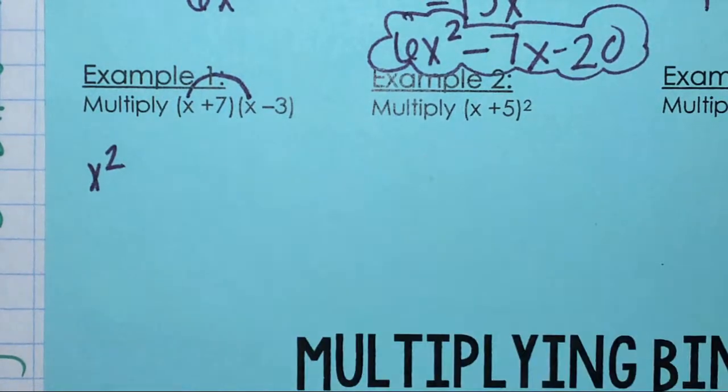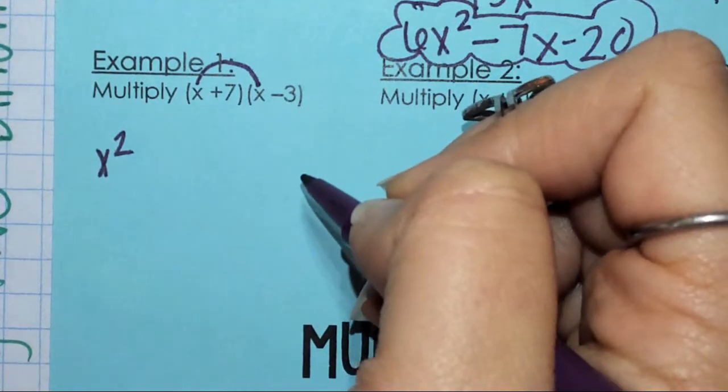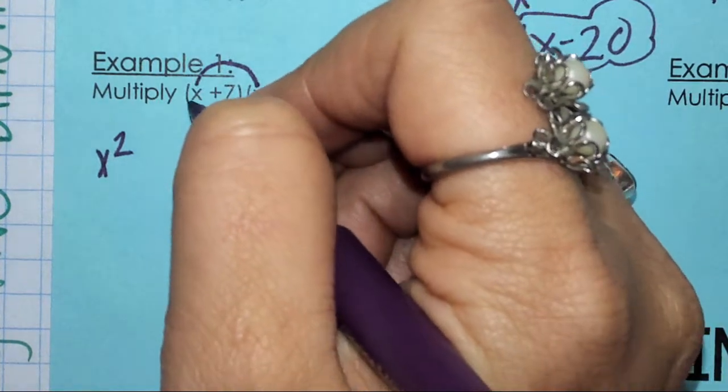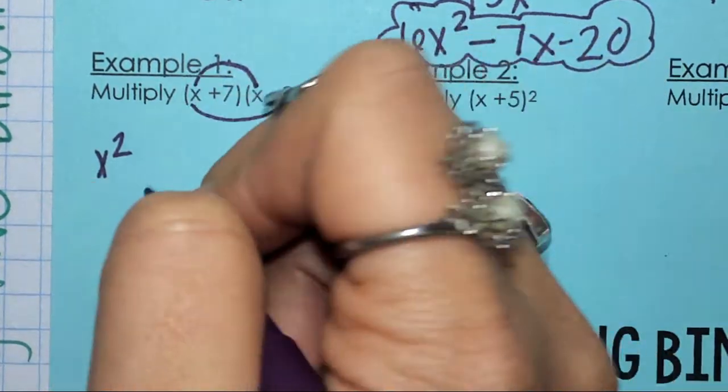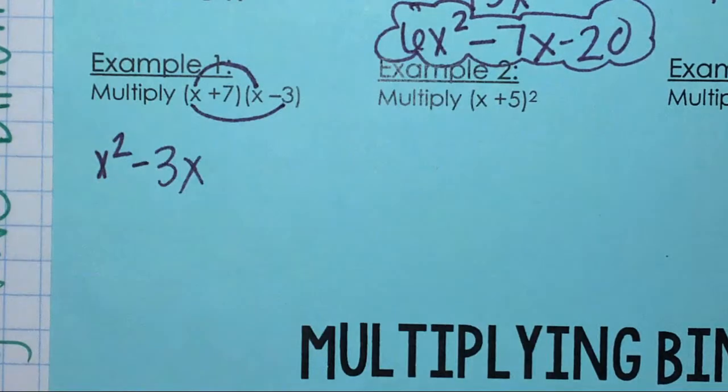So what two terms are the outer terms? Yes. So draw that arc just like that. And that's negative 3x.